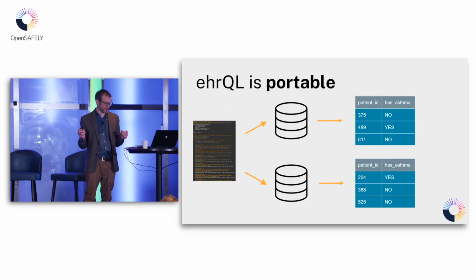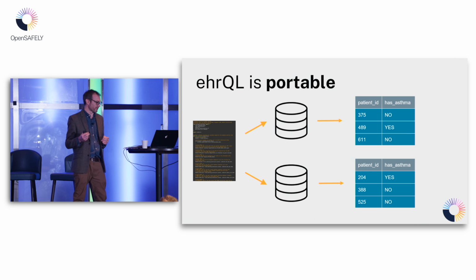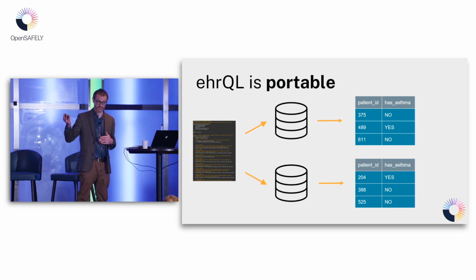Finally, ehrQL is portable. So when you run your ehrQL code against real patient data, it gets sent off to one of our secure backends, which are run by the GP system suppliers, TPP and EMIS. Now, TPP and EMIS both handle GP data, but they use completely different database technologies. They've structured their data differently. The ehrQL engine knows how to translate the researcher's code into the right form for each database and to produce identically structured output in each case.